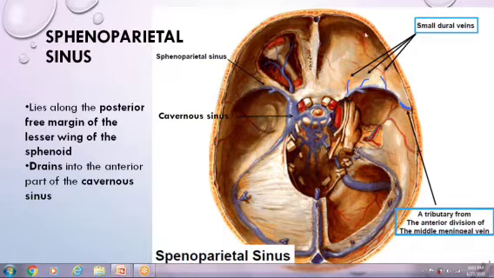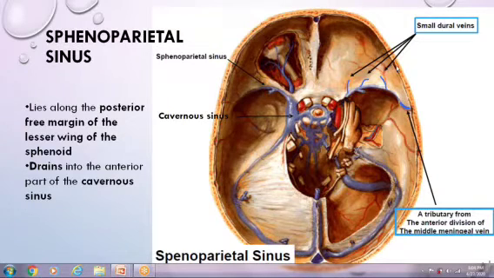Now, this is the lesser wing of the sphenoid. The sphenoparietal sinus lies along the posterior free margin of the lesser wing of the sphenoid. This is the sphenoparietal sinus. Actually, it drains into the anterior part of the cavernous sinus. This is the cavernous sinus, which is located on either side of the body of the sphenoid, and is the largest sinus. And you can see the sphenoparietal sinus draining into the anterior part of the cavernous sinus.